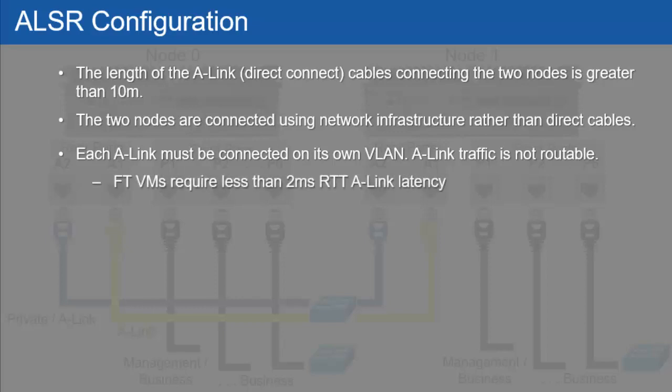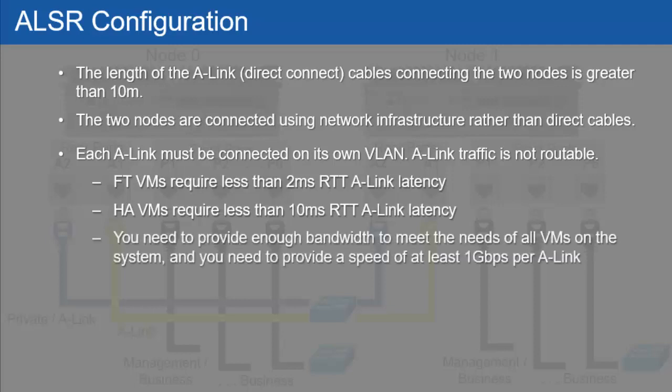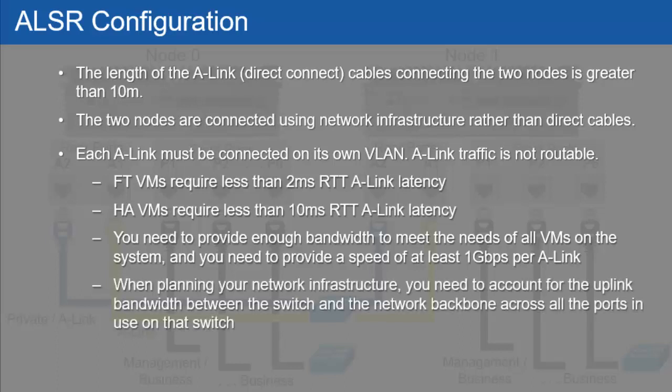An FTVM requires less than 2 milliseconds round-trip time, A-Link latency, and an HAVM requires less than 10 milliseconds round-trip time, A-Link latency. You'll need to provide enough bandwidth to meet the needs of all VMs on the system, and you'll need to provide a speed of at least 1 gigabit per second per A-Link. When planning your network infrastructure, you need to account for the uplink bandwidth between the switch and the network backbone across all the ports in use on that switch. Please note if these requirements are not met, guest VMs may run more slowly due to limited synchronization bandwidth between the two nodes.